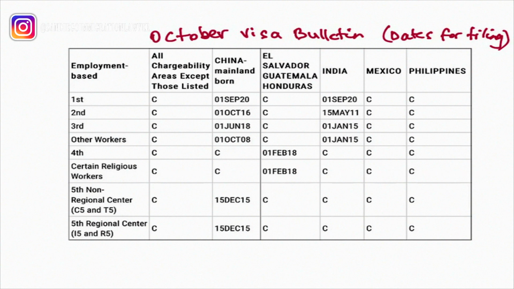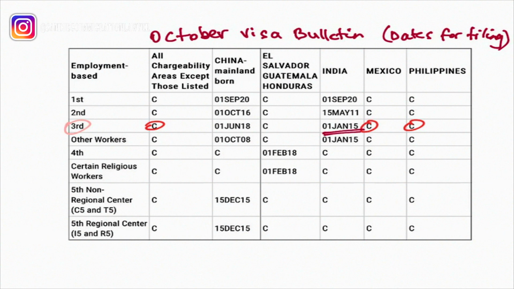So if we look at the Visa Bulletin for October, specifically in the third preference, the third category, most countries are current, which means that they can file for their adjustment of status and continue with their process, people that were waiting for a long time. Countries like Mexico are current right now as well. Philippines are current, but India in particular had a big movement in the dates for filing. Currently, it's January 15th.